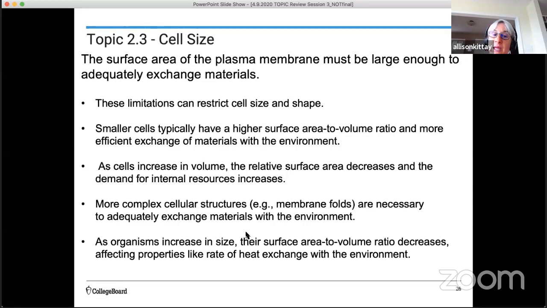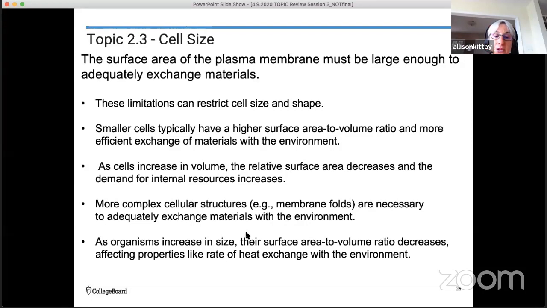Smaller cells typically have a higher surface area to volume ratio, so they have a more efficient exchange of materials with the environment. As cells increase in volume, the relative surface area decreases and the demand for internal resources increases. So what you tend to see, instead of cells getting really, really big, is that we end up making more cells. And so we have multicellularity rather than one great big cell or one great big organism.